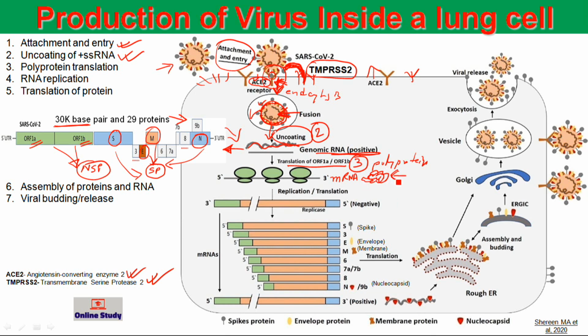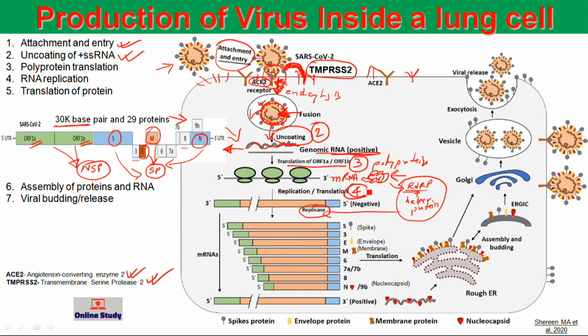This polyprotein has multiple proteins attached together, and one of these proteins is RNA-dependent RNA polymerase, and some accessory proteins that help with the replication of this RNA. So this RNA-dependent RNA polymerase and the helping proteins are called the replicase. So next comes the fourth step, the RNA replication.